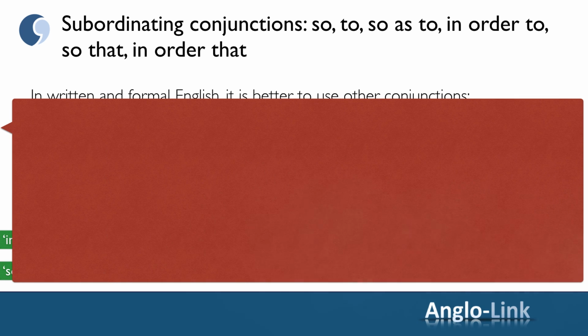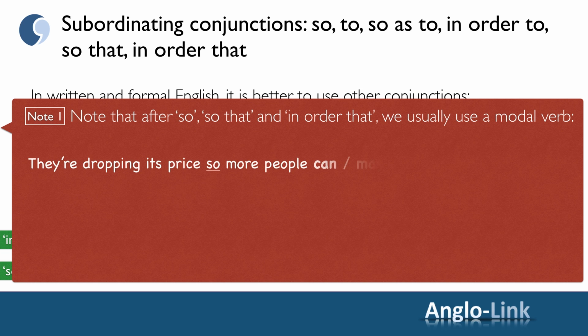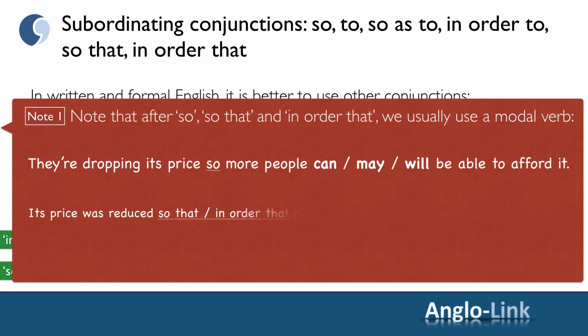Okay. Let's look at a couple of notes. Note that after so, so that, and in order that, we usually use a modal verb. Let's look at the example again. They're dropping its price so more people can, or may, or will be able to afford it. Or, its price was reduced so that, or in order that, more people could, might, or would purchase it.